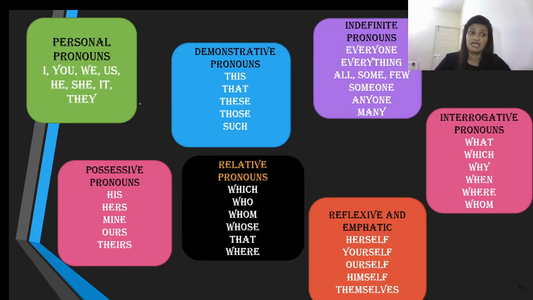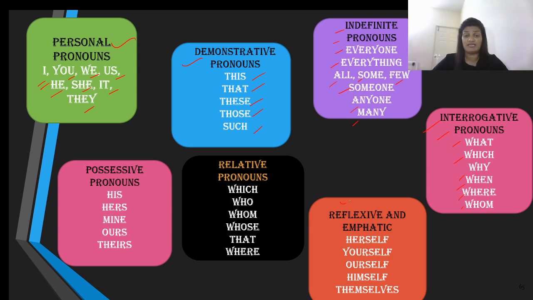And we have different types of pronouns like personal pronouns, which refer to people, like I, you, we, us, he, she, it, and they. Then you have demonstrative pronouns like this, that, these, those, and such. And then you have indefinite pronouns like everyone, everything, all, some, few, someone, anyone, and many. Then you have interrogative pronouns like what, which, why, when, where, and whom.